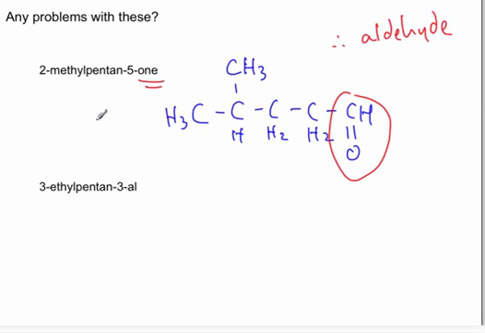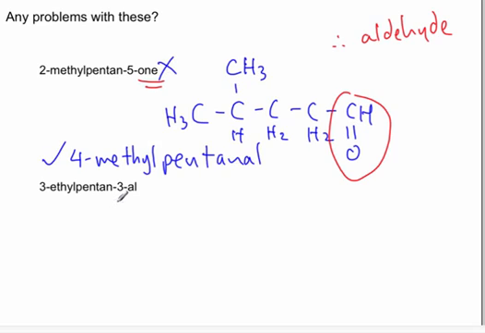And so the correct name for this molecule is, in fact, 1, 2, 3, 4, 4-methylpentanal, because it's an aldehyde. So that's correct. That is not correct: 3-ethylpentan-3-al. Okay, so again, same thing. 3-ethylpentan-3-al. So this would be a pentan-3-al with the carbonyl group, but that's already a ketone.